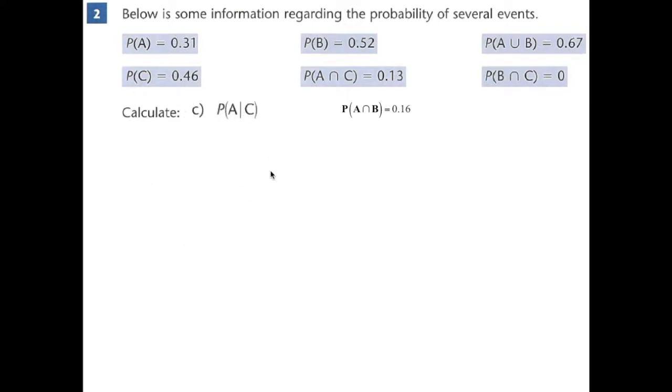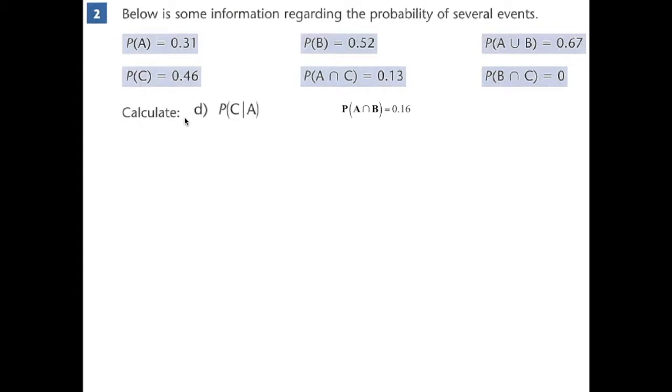2C. The probability of A given C. The probability of A given C is the probability of A intersection C divided by the probability of C. Now A intersection C, we're given right here, 0.13. The probability of C is 0.46, so we just have to divide them. So 0.13 divided by 0.46 gives us 0.28261. Multiply by 100, that gives us 28.261%. You can leave it as a decimal or write it as a percent.